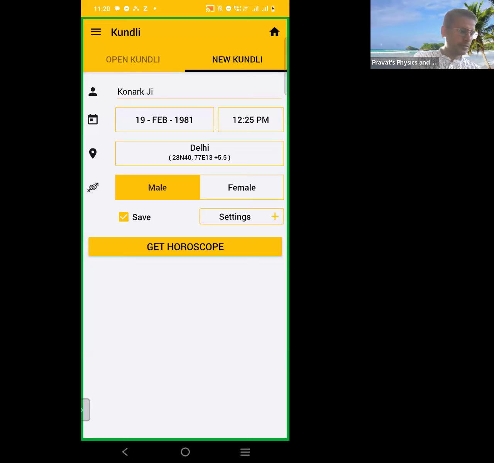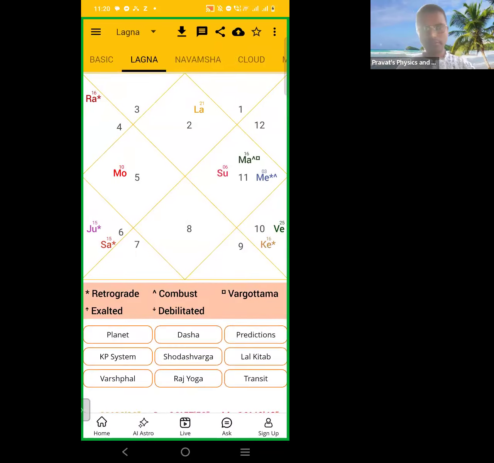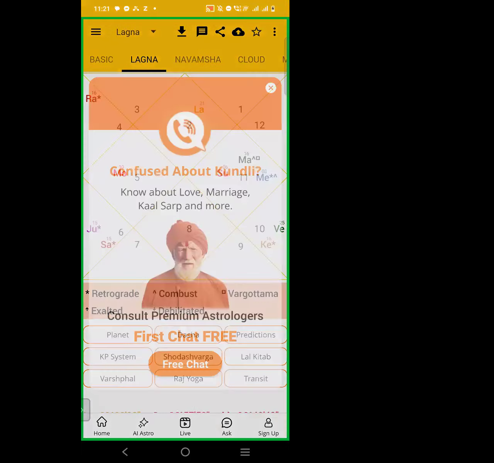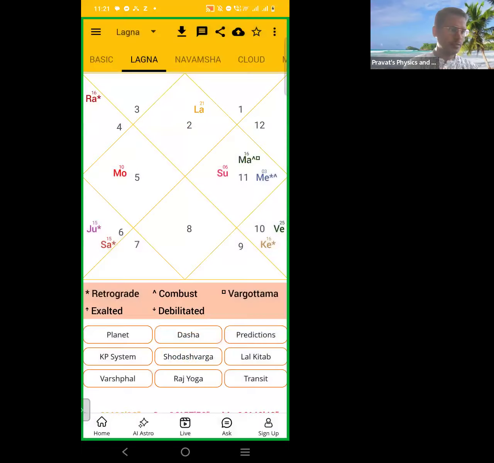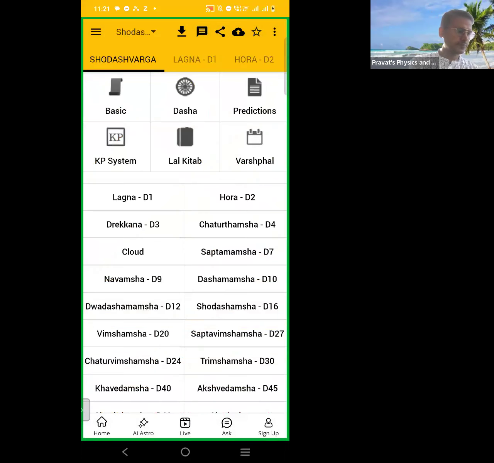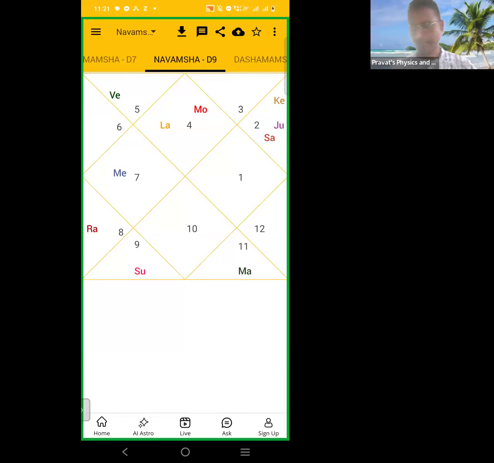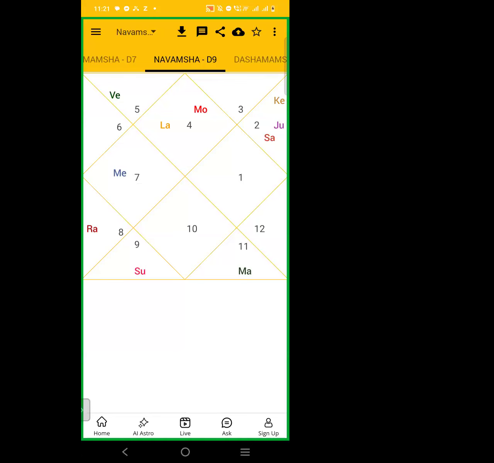So what I am doing is trying to find out where the moon is going to go in the D9 chart. Now in the D1 chart, moon is in the 4th house, isn't it? Yes, sir. In the D1 chart, moon is in the 4th house. So now if I check the D9 chart, that is the Navamsa chart, where is the moon? In Lagna. Moon is in Lagna.